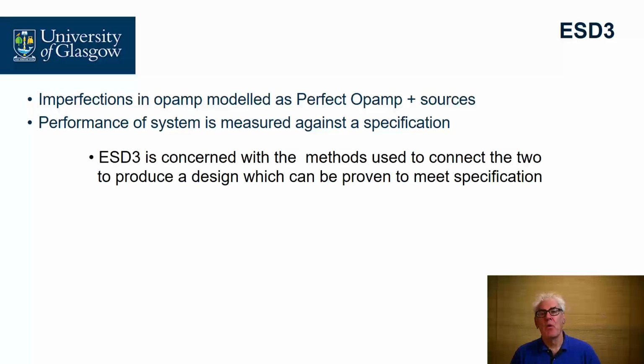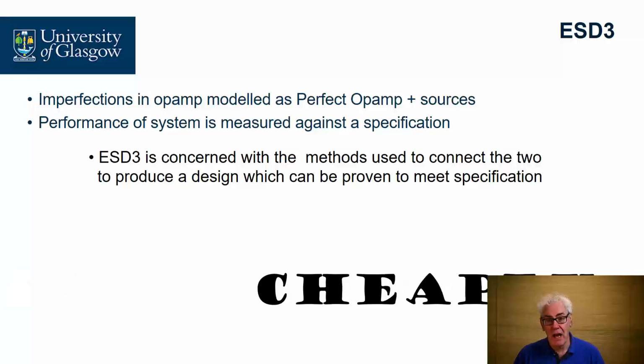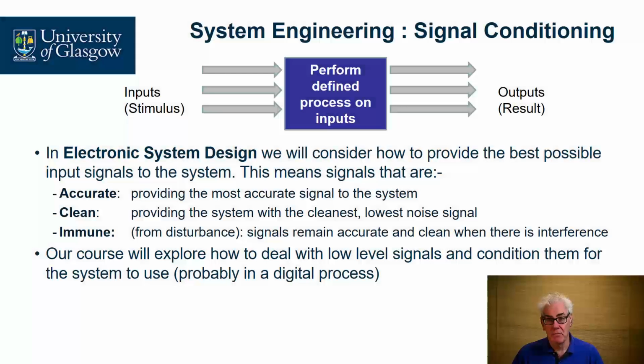ESD3 is concerned about what methods we use to connect imperfections and deal with imperfections to produce a design which can be proven to meet a specification. Our design process is very rigorous, and this is precisely the design process that I used as an industrial designer for many years in the electronics field. One of the most overriding things that you're required to do as a designer is to address and implement the specification in as low and cost-effective manner as you can. In other words, produce cheap, high-quality goods.